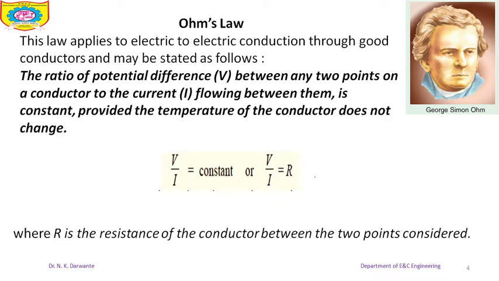Here the condition is that the other physical parameters should not change. Then the ratio of voltage to current is always constant, and the constant of proportionality is called the resistance, that is the opposition to the flow of current, denoted by capital R. All of you have learned this in the earlier classes also, but I'll revise this so that our next topic will be in continuation with this, where R is the resistance of the conductor between the two points considered.